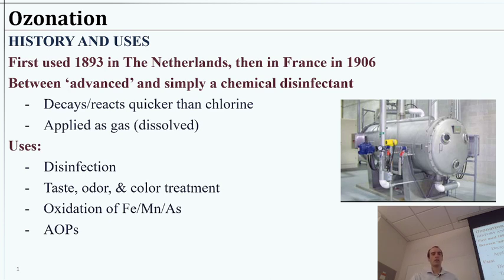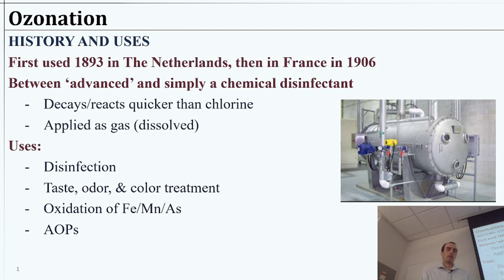It was actually first used in 1893 in the Netherlands, and then in France in 1906. It's generally a gas, but as we'll see in a minute, it has very high solubility in water compared to oxygen. So we can apply it pretty well. Typically we will generate it on site, to avoid shipping and make it a little bit safer. Ozone reacts pretty quickly, so it will decay faster than chlorine, so it's definitely not something we'd leave in the pipes for a residual.